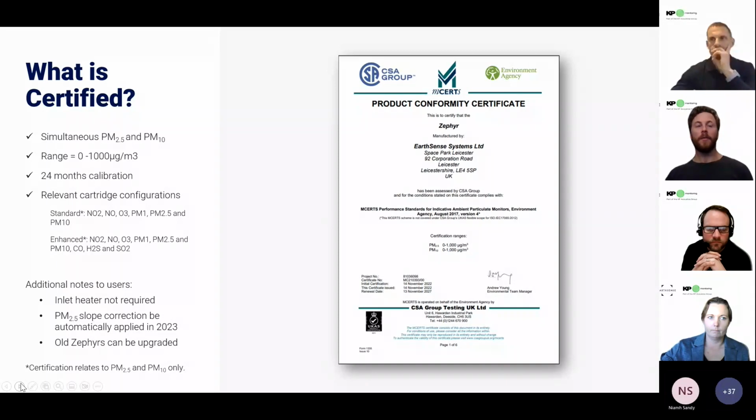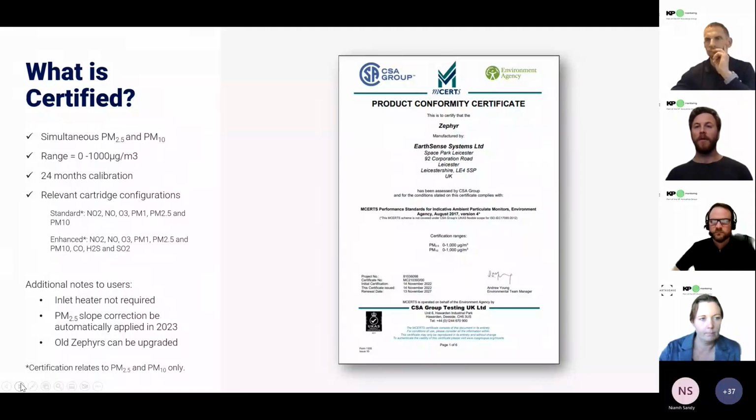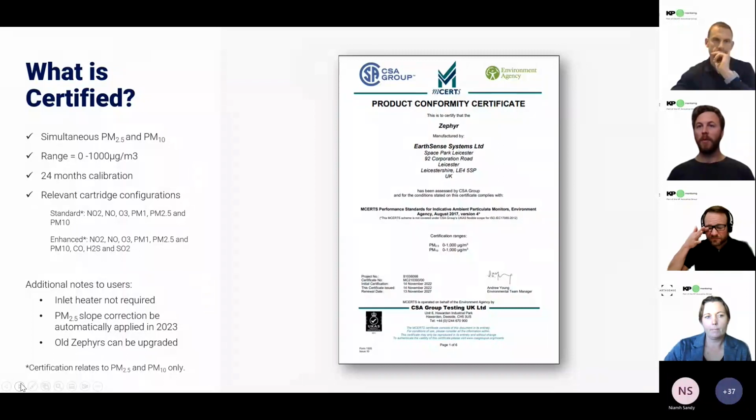And really notably, we've got a big fleet in the field. Any of the old Zephyrs can be upgraded. So we're going through a process now of just confirming that. You can reach out to us, but most upgrades are a simple piece of new hardware. So of the instruments which are before the serial number, which aren't compliant, get in touch with us. We can look to upgrade. And I think that's me.